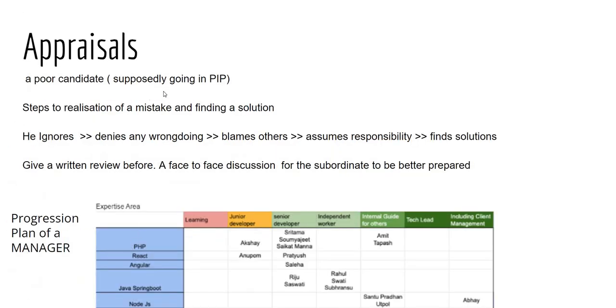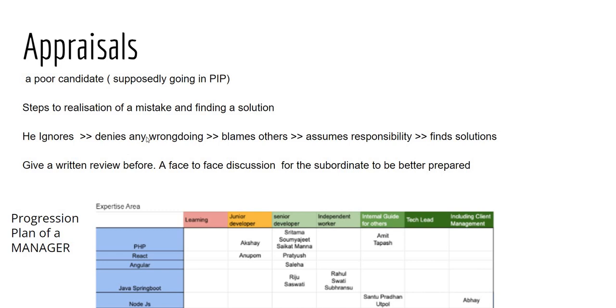Now, poor candidate supposedly going on a PIP. So this is also a possibility. When you are having a discussion with him, there are a few stages that he recommends. He says that first of all, if there is poor performance, the person would often say that he doesn't even know about it. So he has been ignoring it, maybe passively. He doesn't know it, but he has been ignoring it.